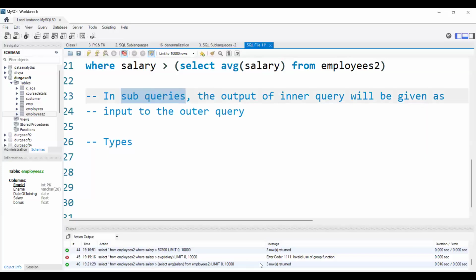For that reason, as we have performance issues, we are not supposed to use subqueries a lot in real time. Whatever questions we solve in subqueries can be solved without subqueries by using normal concepts. No one is going to see which concept you used to solve the problem. At the end of the day, clients or managers need the solution. Whatever you use, you can use.